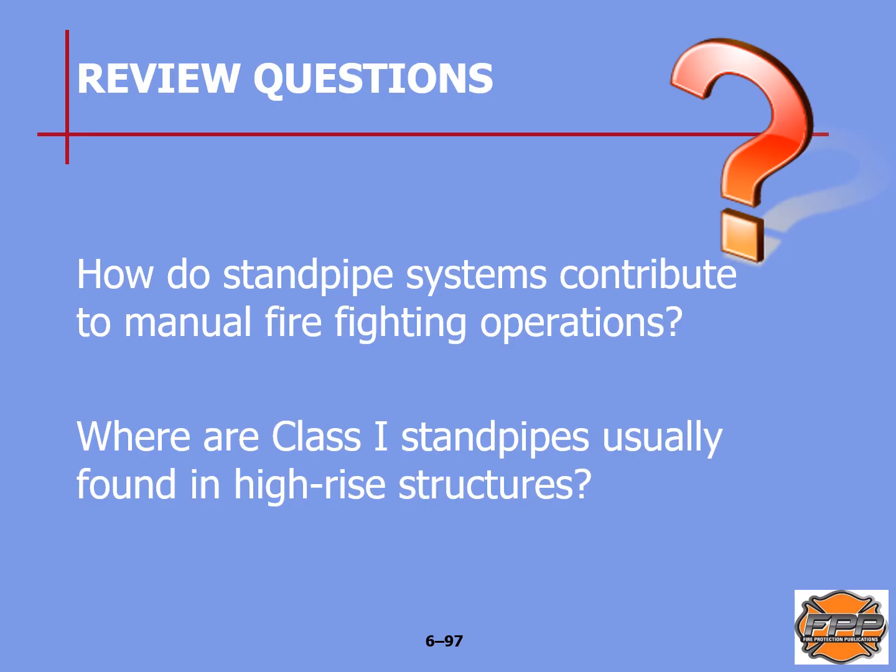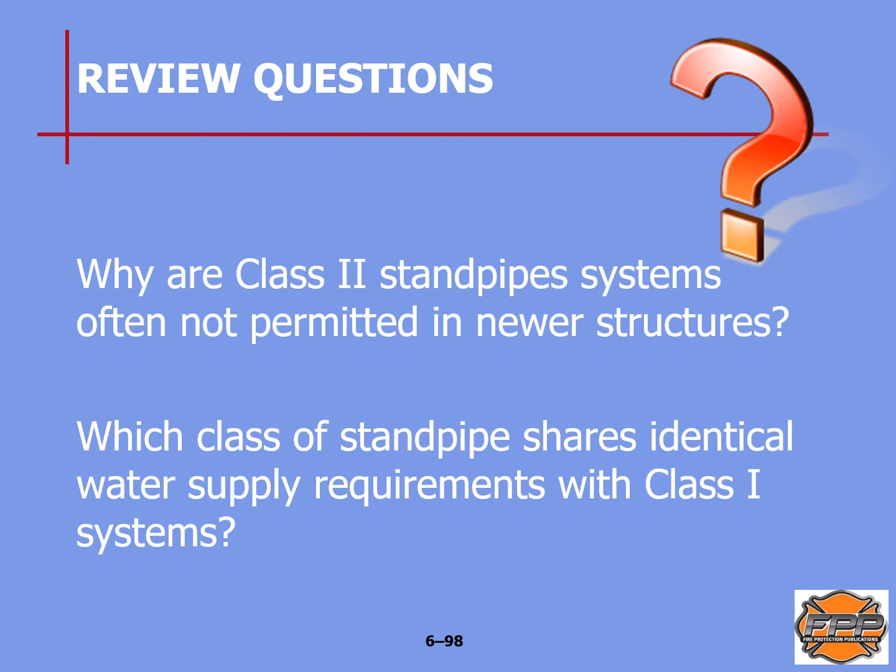Some review questions. First, how do standpipe systems contribute to manual firefighting operations? See page 112 in your manual for the answer to that. And next question, where are Class 1 standpipes usually found in high-rise structures? That will be reviewed on page 112 of your text. Next two questions, why are Class 2 standpipe systems often not permitted in newer structures? That will be on page 113 of your text. And which class of standpipe shares identical water supply requirements with Class 1 systems? That will be on page 113 of your text.